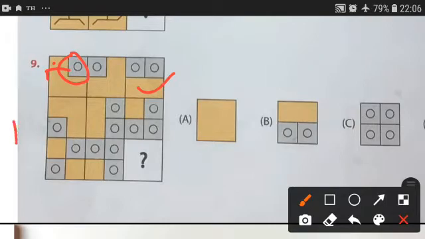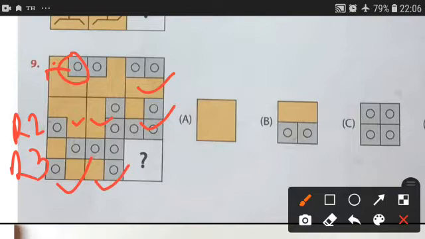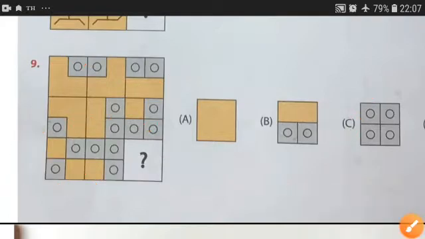Similarly, in row 2, this is only 1, this is 2, and this is 3. In row 3, 2 elements are there, then 3 elements are there, and at the last we will be having 4 elements, okay, or 4 blocks in the given cell. So the correct answer will be option C.